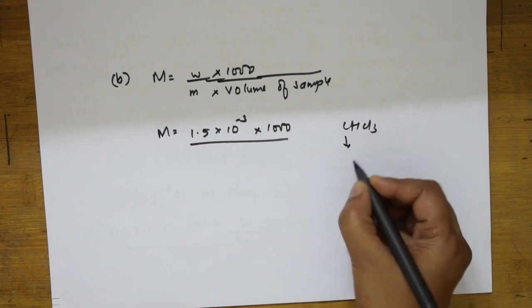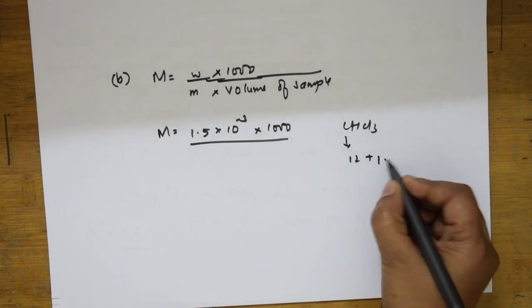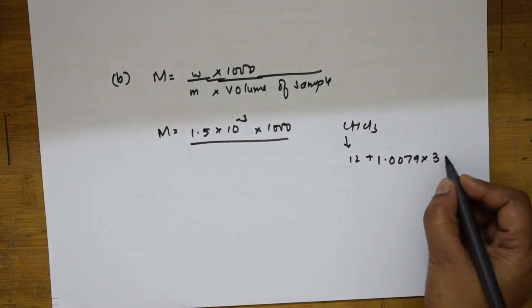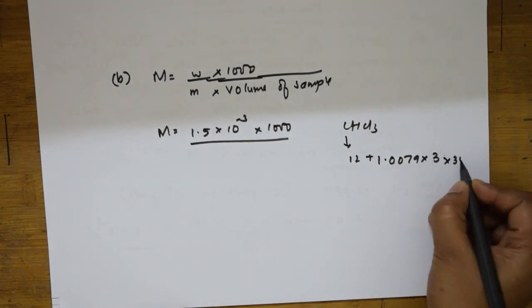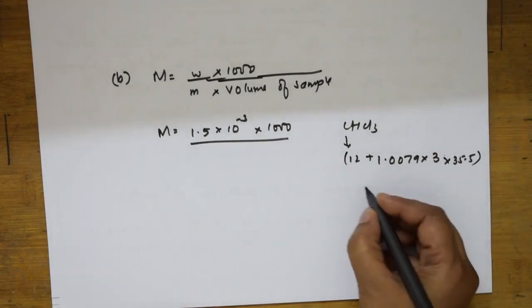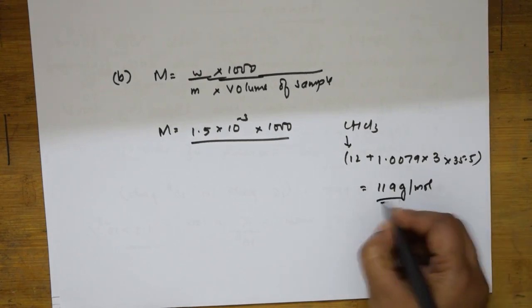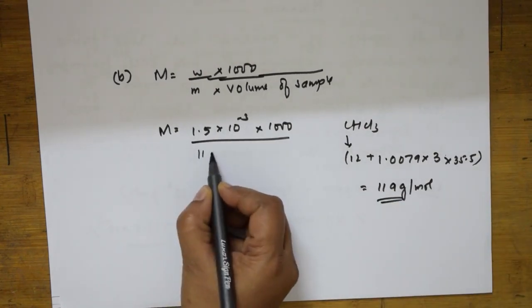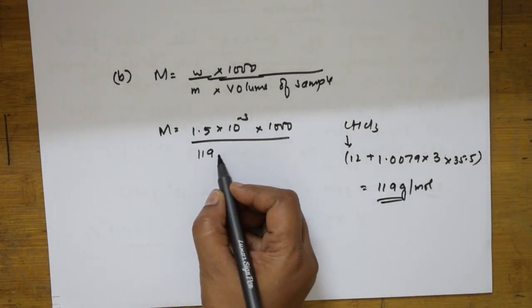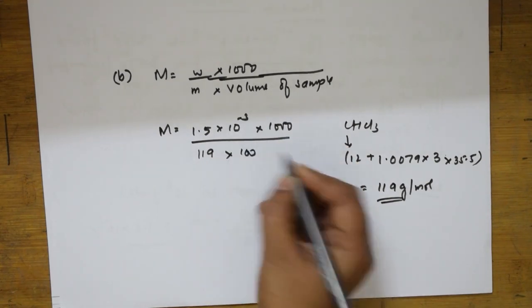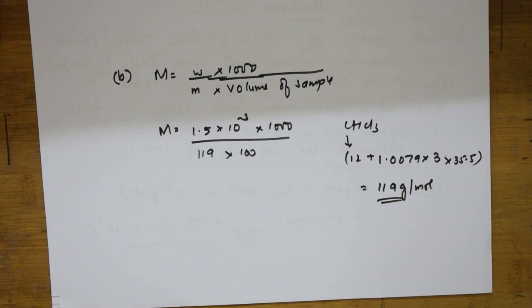Carbon comes to 12 plus hydrogen is 1.0079. How much is chlorine? 3 into 35.5. When I solve this for chloroform, I get an answer of 119 gram per mole. This is your weight. So substitute that value, 119 gram per mole, into 119, and the volume of the sample is 100 ml, because they've given parts per million.